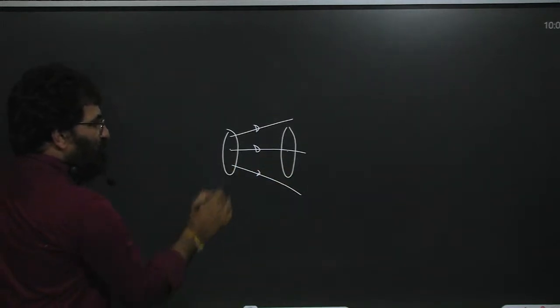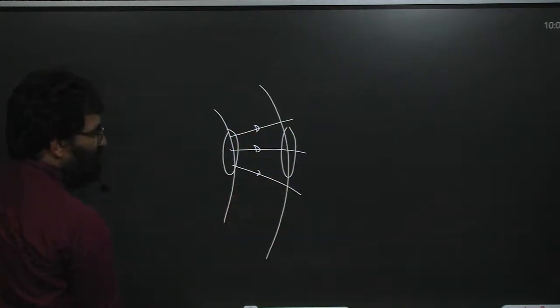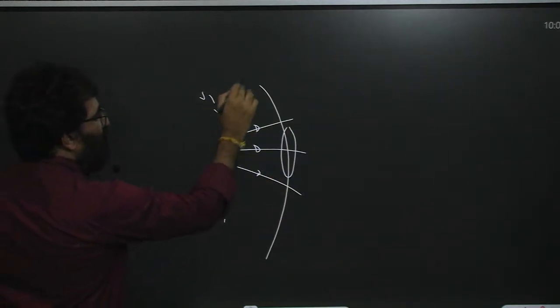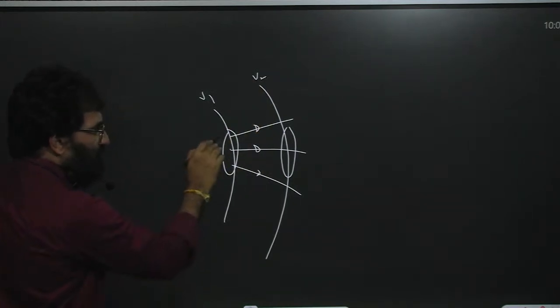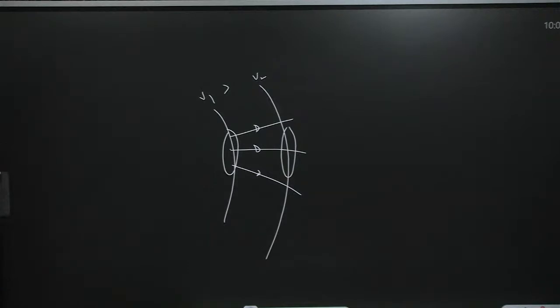Here we are taking one equipotential surface, and here also an equipotential surface, V1 and V2. So which one is greater? The electric field always moves in the direction of decreasing potential only. So V1 is greater than V2.